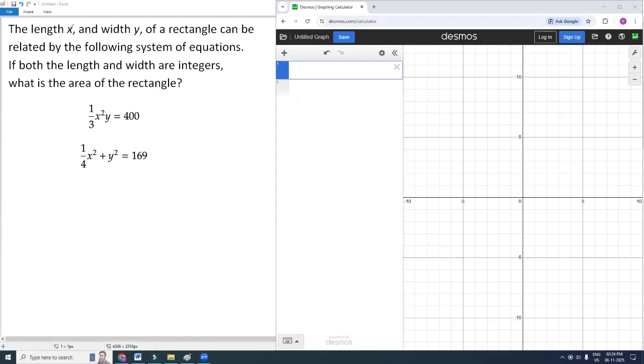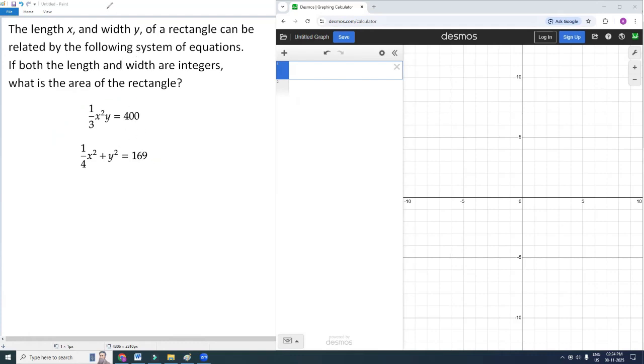Okay, the question says x gives the length of the rectangle and y gives the width of the rectangle. So now to get the area of the rectangle, we need the values of x and y, I mean the length and width. Once we get the length and width, we can multiply them to get the area of the rectangle. Now to solve for x and y in the system of given two equations, we can use Desmos.